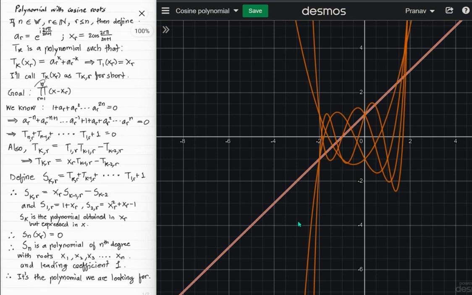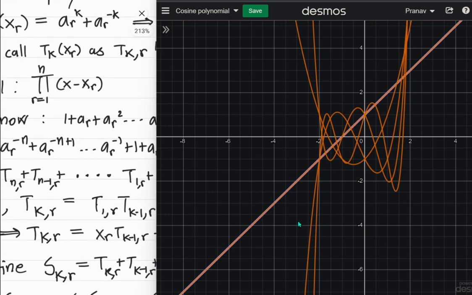Next, I'll call t sub k of x sub r as t sub k comma r. That's just shorthand for t sub k of x sub r. It's still the same thing. Don't get confused by that. Right, and now we finally turn to our goal. So our goal is to figure out what this polynomial should be. It's the product from r equal to 1 till n of x minus x sub r.